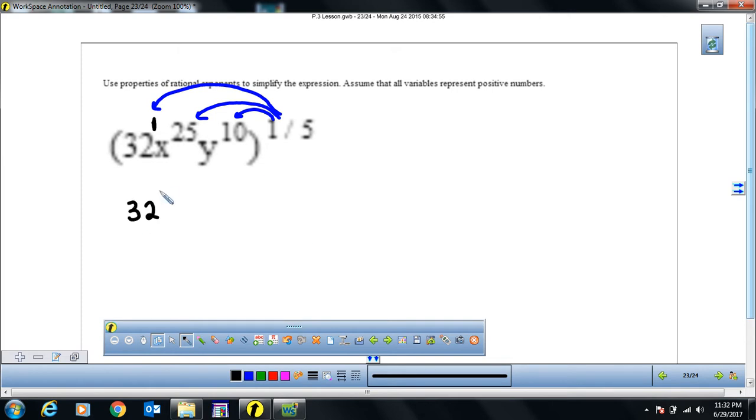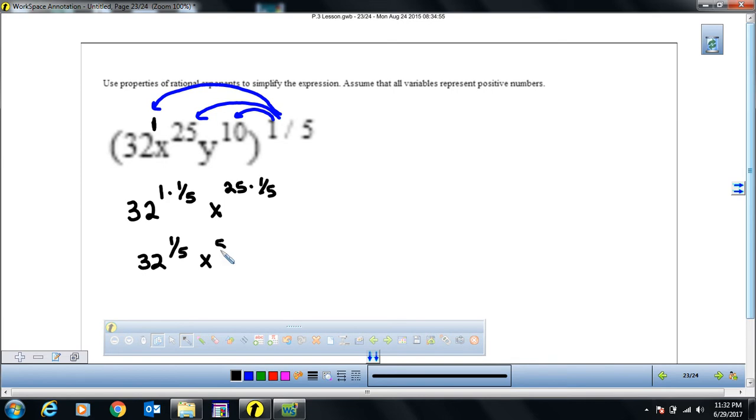32 raised to the 1 times 1/5 is going to be 32 raised to the 1/5. Now, x raised to the 25 times 1/5. If I multiply 25 times 1 and then over 5, it's going to give me a 5. Then we have the y raised to the 10 times 1/5. 10 times 1 and then over 5, it's going to be a 2. So it's y to the second power.